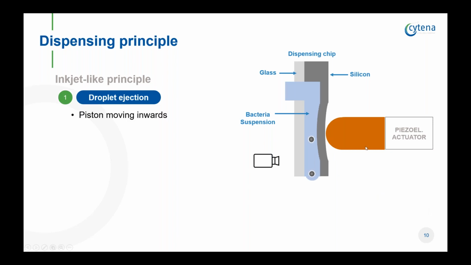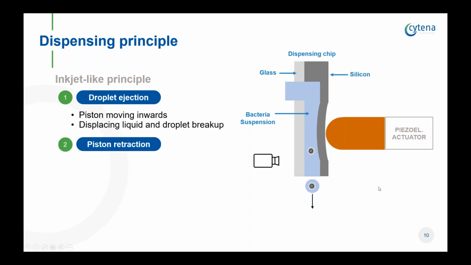During droplet ejection, the piston moves inwards and thereby displaces the liquid up and down, and this generates a droplet on the nozzle, which eventually breaks up. And when the piston retracts, new liquid is drawn into the chip. The meniscus here at the nozzle remains stable due to surface tension. It's a very small nozzle. And then we are ready for the next dispensing step.